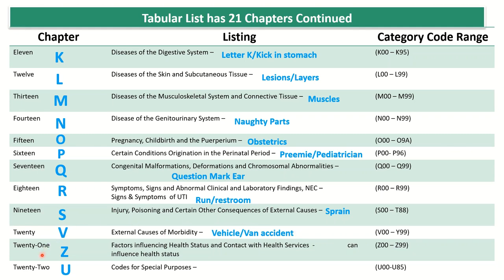Next, Chapter 21, factors influencing health status and contact with health service providers. They influence your health status, Z00 through Z99. When we think of anything that can influence our health status, we think of a zombie, because they can do it. And finally, Chapter 22, these are codes for special purposes, U00 through U85. When we think of U codes, we think of ugly stuff, and that doggone COVID is in the ugly stuff category.